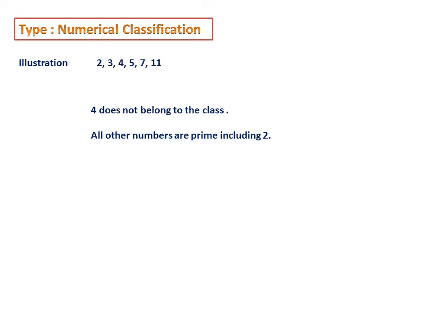This is how, given one set of numbers, you have to identify which particular number, or sometimes two numbers also possible. Two particular numbers are not in the group that we have to identify. So now let us consider a few examples to make ourselves familiar with this type of question.